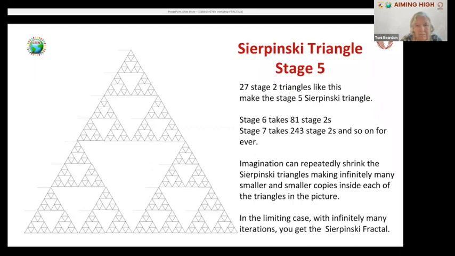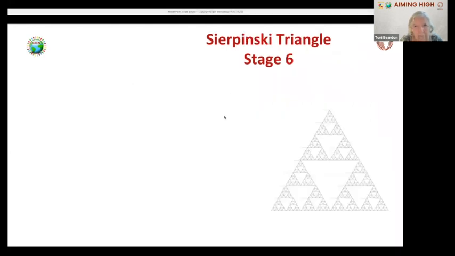And so that's what's come up on the slide right now, which is 27 of the stage two triangles make the stage five triangle. And I think Pam had observed this earlier in the chat, that if you think of each stage as taking three copies of the earlier stage, then as you go from one stage to the next, it's three times, but then it's nine times, and then 27 times. So whether it's primary or secondary, students can start seeing these multiplication patterns. And in secondary, they can use the term of powers and so on to understand what's going on. So you'll notice there it says stage seven takes 243 of the stage twos and so on.